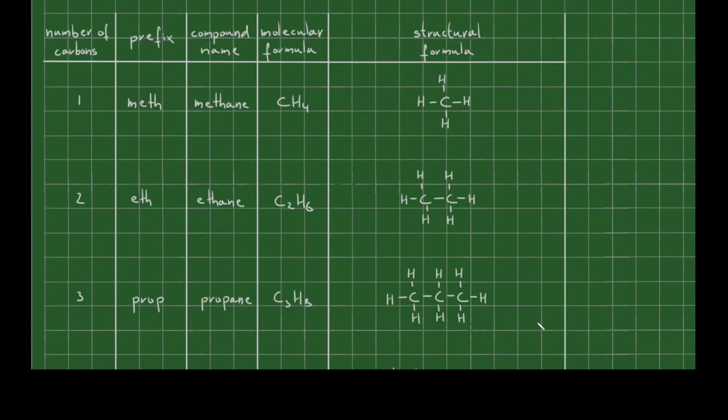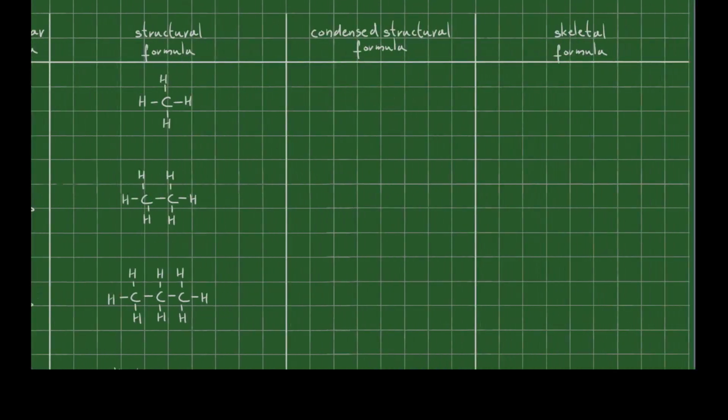And now I'm going to extend this table, which means I need to slide a bit to the right. Aside from a structural formula, we could also write a condensed structural formula and a skeletal formula. When it comes to methane, the condensed structural formula is the same as the molecular formula, and we do not even have a skeletal formula.